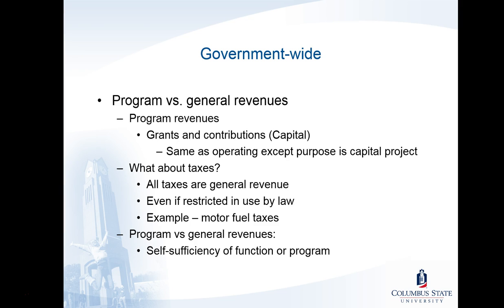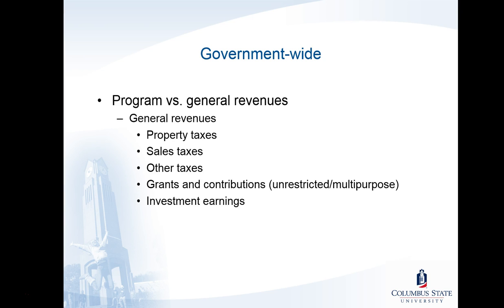When we look at program versus general revenues, we are really examining how self-sufficient a program or function is. So what percentage of its expenses are covered by program revenues versus how much has to be covered by general revenues. And general revenues again include property taxes at the local level, sales taxes at the state and local levels, other taxes that can be assessed, grants and contributions, both unrestricted and multipurpose, and investment earnings.